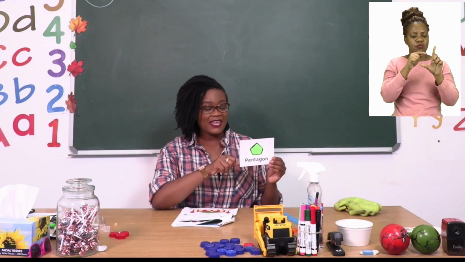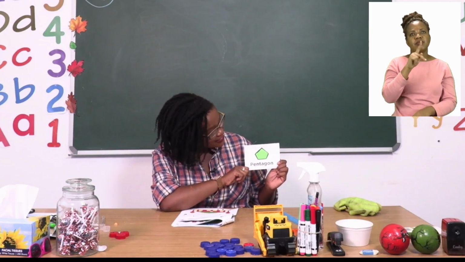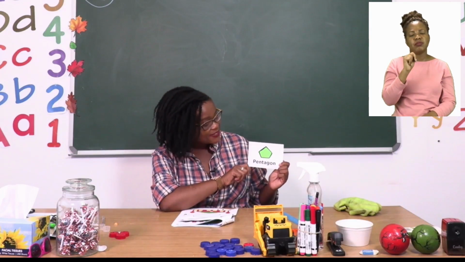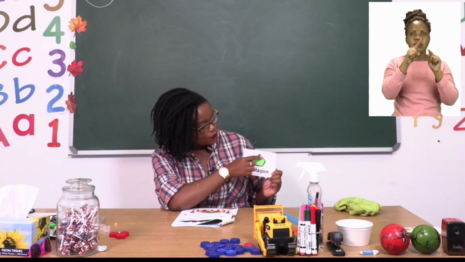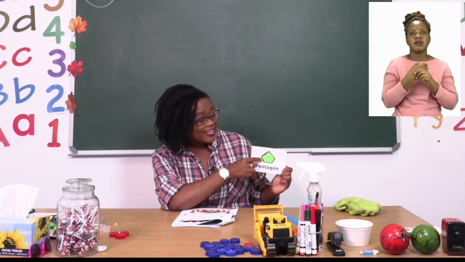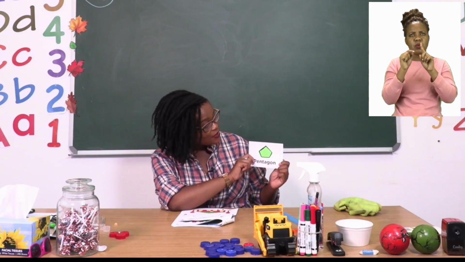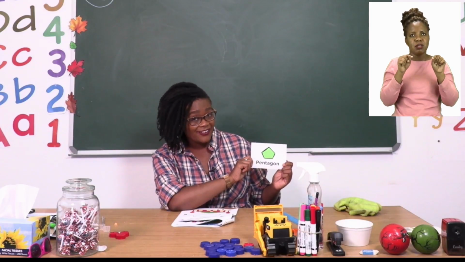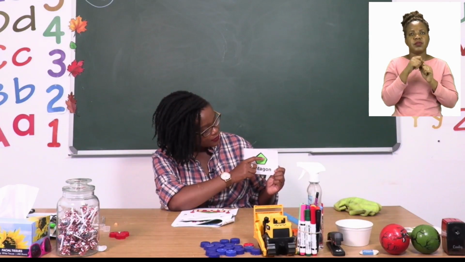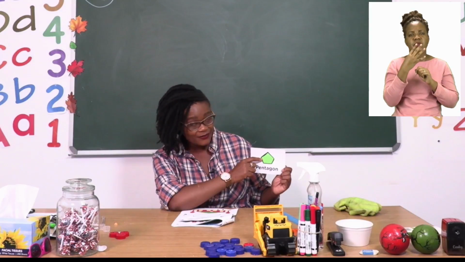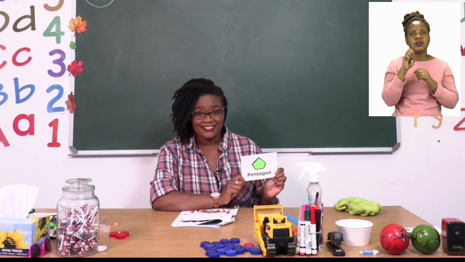Then the last one that we have is a pentagon. Now a pentagon is a shape that has 5 sides. 1, 2, 3, 4, 5. It has a tip just like a triangle and it has 5 angles. 1, 2, 3, 4, 5. A pentagon has no round edges.